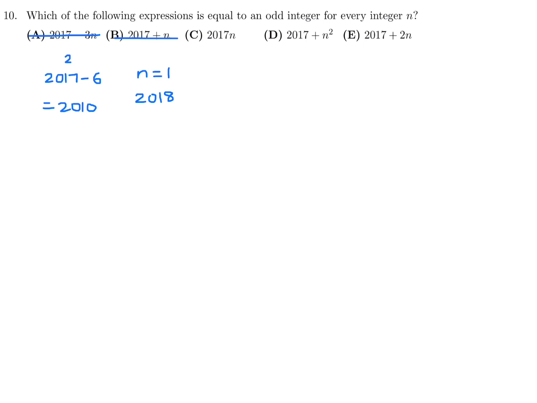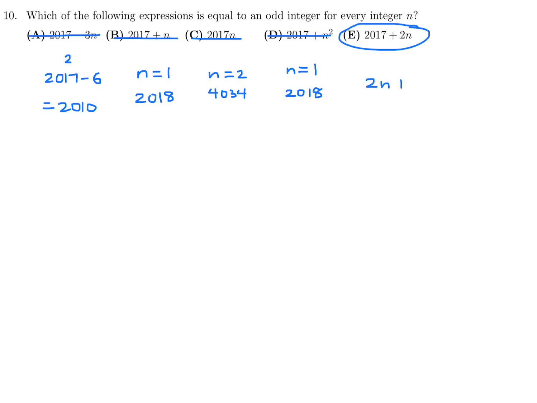2017 times n, let's see, when n is 2, it becomes 4034, which is even, so that's gone. When n is 1, this one becomes 2018, so that's gone. So we pretty much have boiled it down to E as the answer without even proving it. It's just process of elimination.